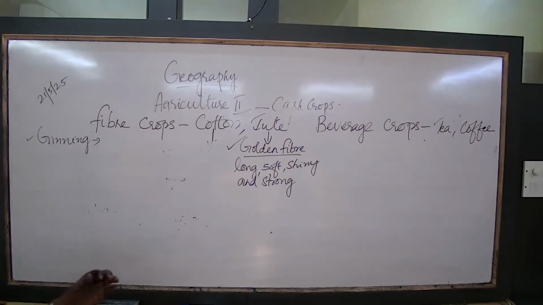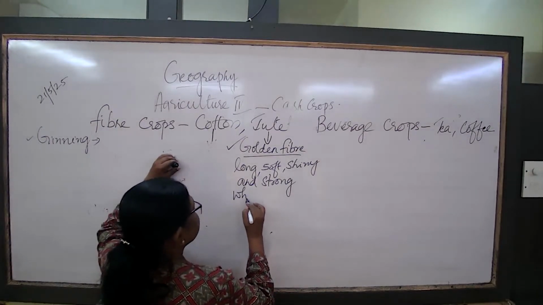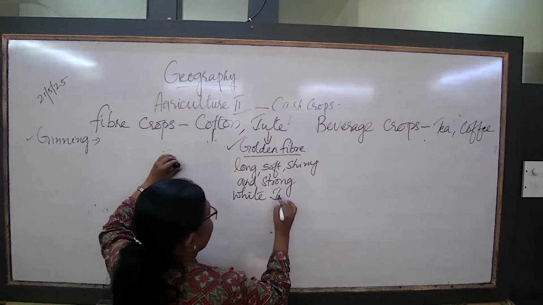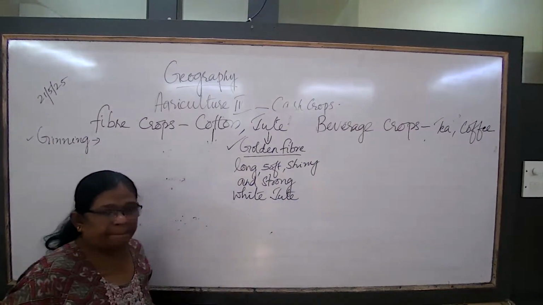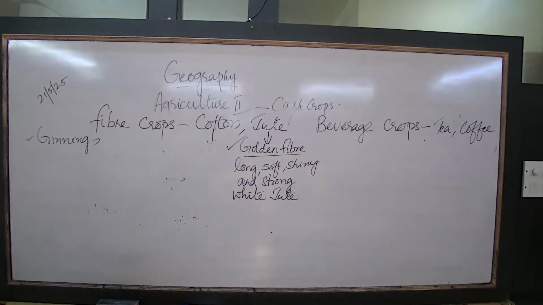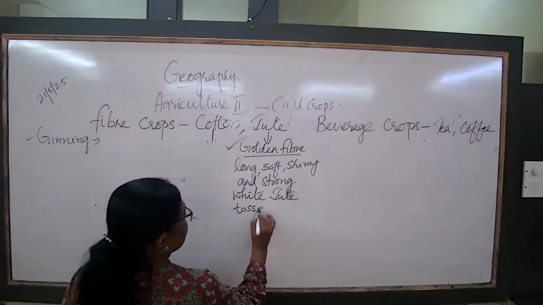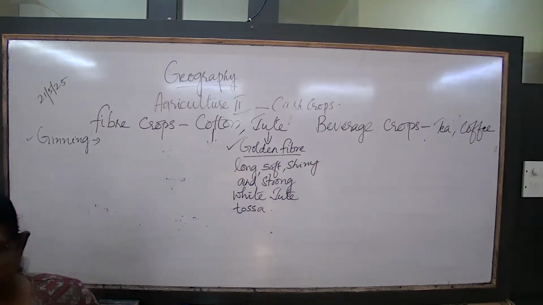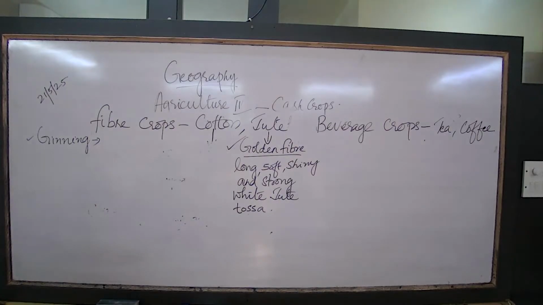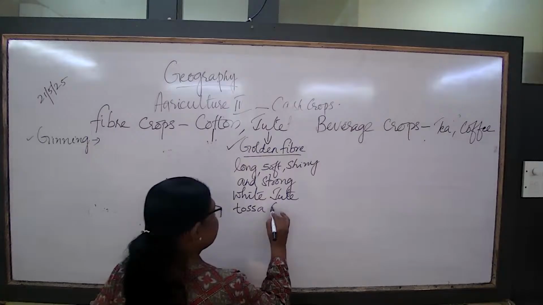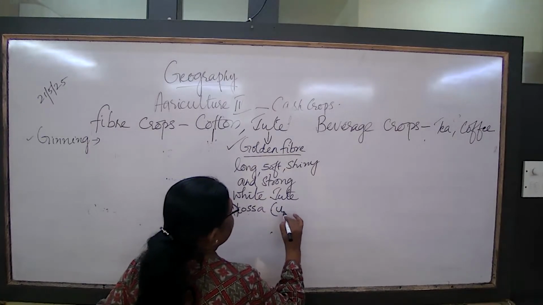So, what is that first one? White jute. Second is Tosa. What is the peculiarity of Tosa jute? No, it is there in your book also. Grown in uplands, as it averts the flooding. Understood. So Tosa jute is grown in upland regions.